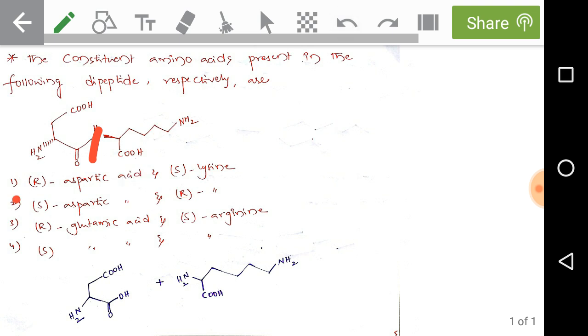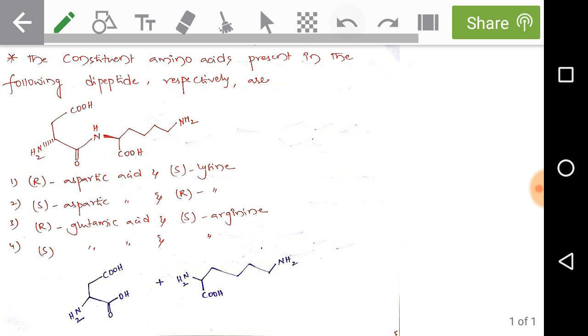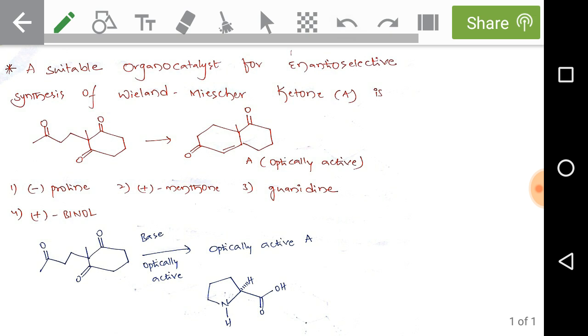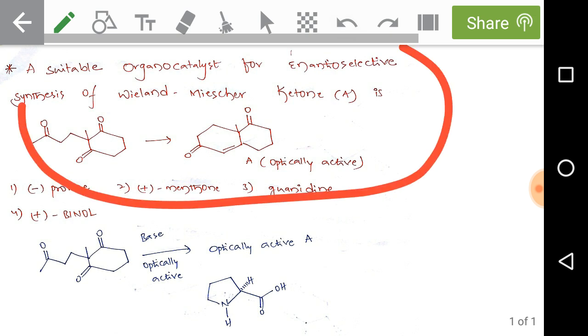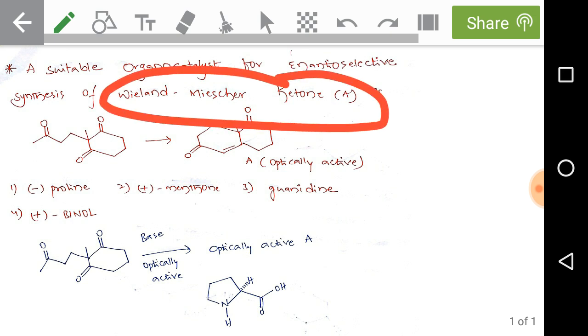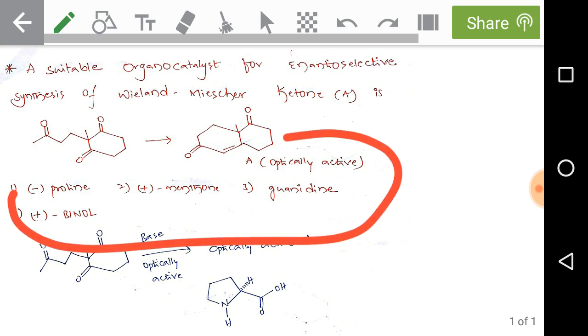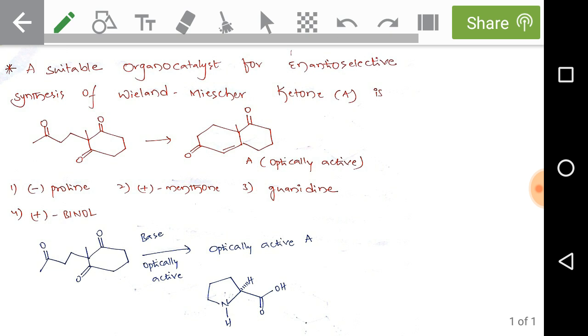Now just look at the first option, R aspartic acid and L lysine. So option 1 is the correct answer for this problem. Okay, next one: a suitable organocatalyst for enantioselective synthesis of Wieland-Miescher ketone A is. Here we have been given proline, menthone, guanidine and BINOL. So just look at all of the given options.